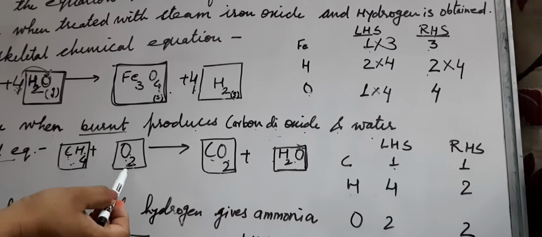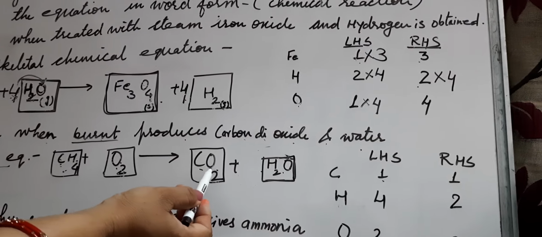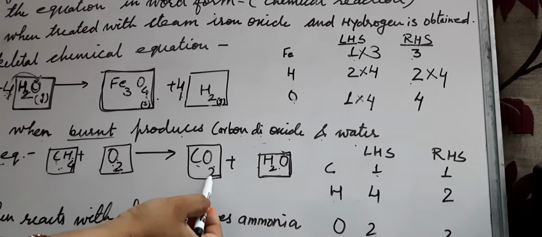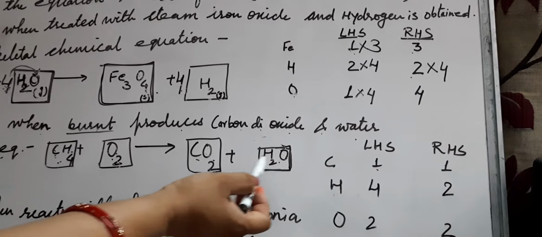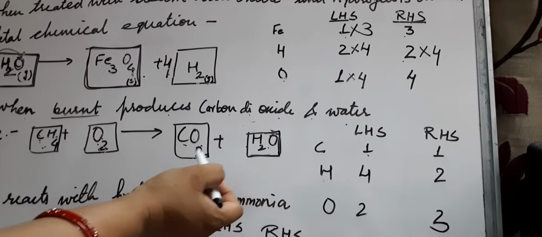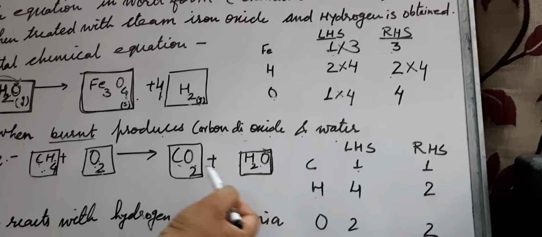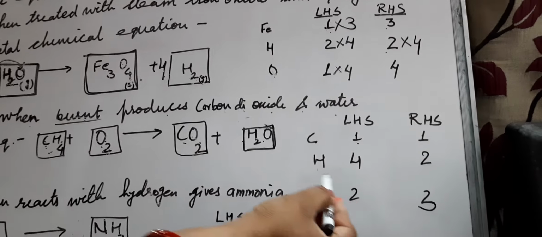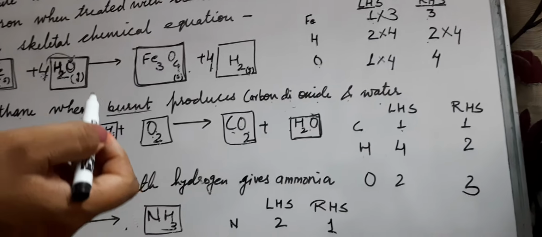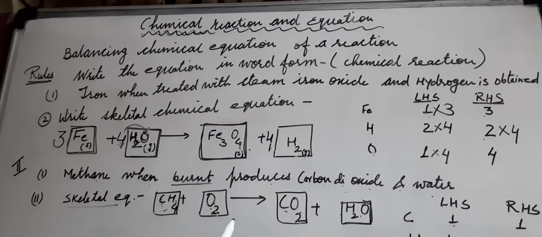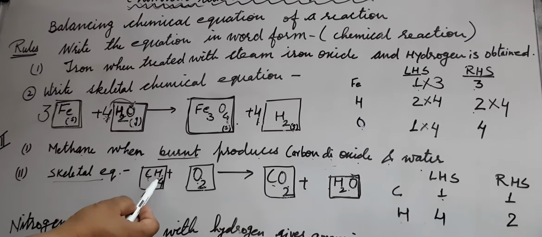Oxygen 2 on LHS but 3 on RHS. How? 2 in carbon dioxide, and 1 oxygen in water. So overall in RHS oxygen is 3. Is it okay, students? Now we will start again with the maximum number element, and that is hydrogen here.